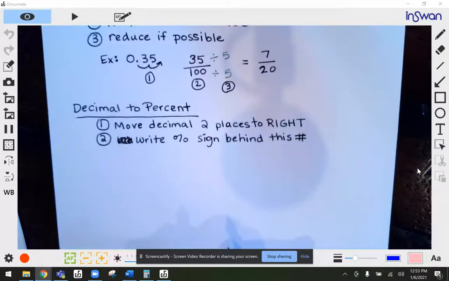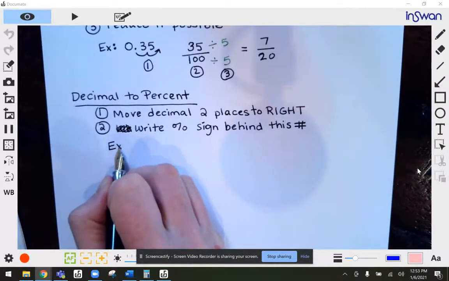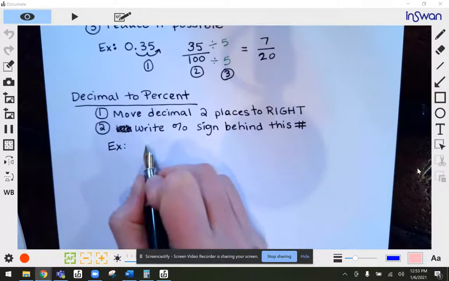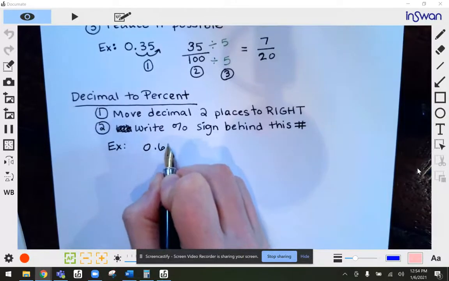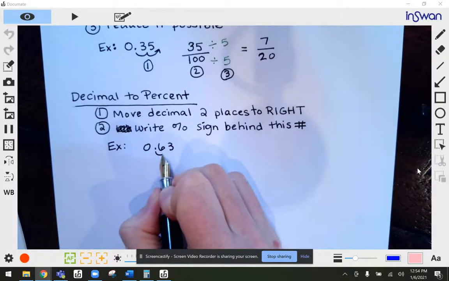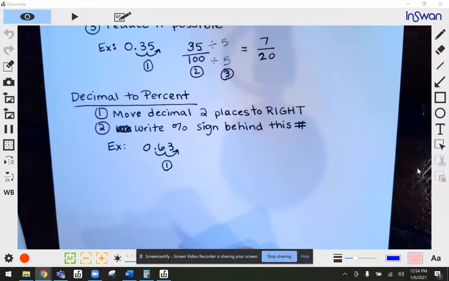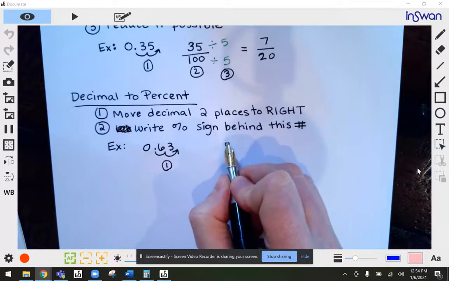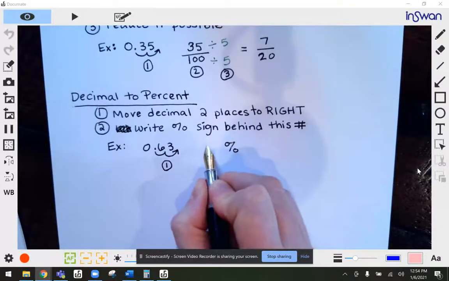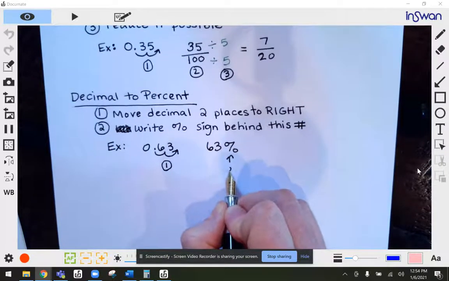Okay, so let's look at an example of that. Say we had 0.63 as our decimal. Our first step is move the decimal two places to the right. That'd be step one. And step two is write a percent sign behind this new number. So our new number is 63. And that would be our step two.